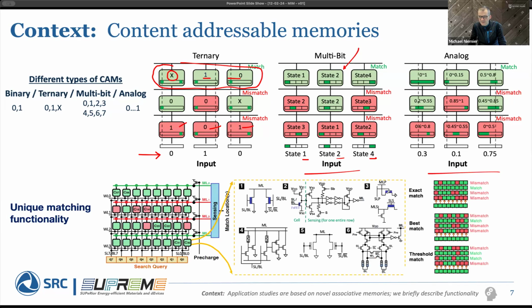The other thing that I should mention is that a lot of times with these associative memories, we can get some unique matching functionality. So for example, we might do a true exact match. We might implement a best match, so just find the row, for example, that has the most matches, which are the green squares. Or we might even think about a threshold match. So return all of the rows, for example, that have 2 or fewer matches, in this example. So that can also be useful in the context of an application or an algorithm.